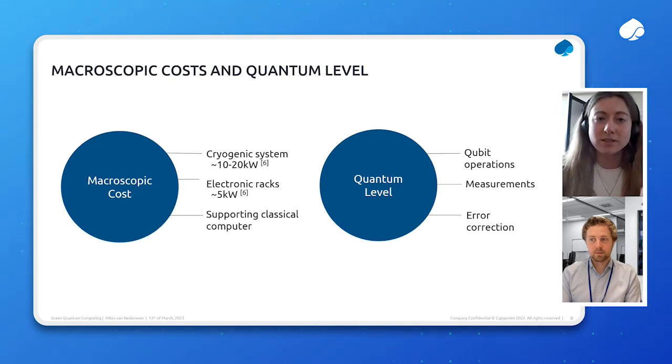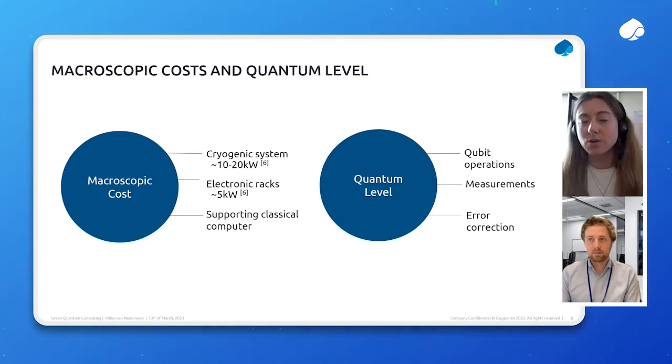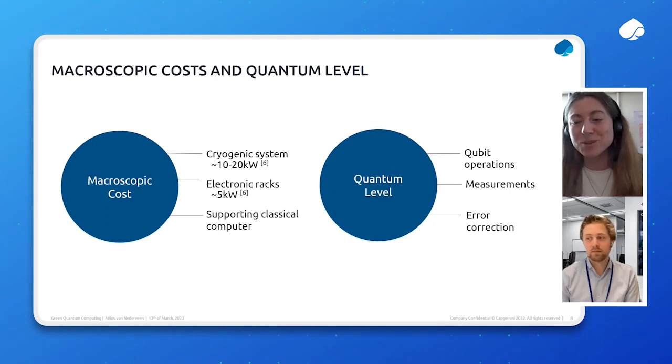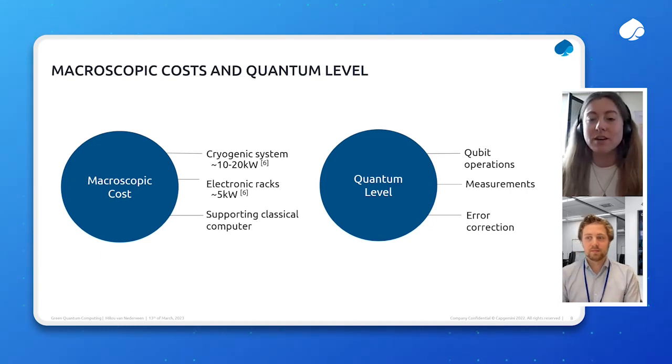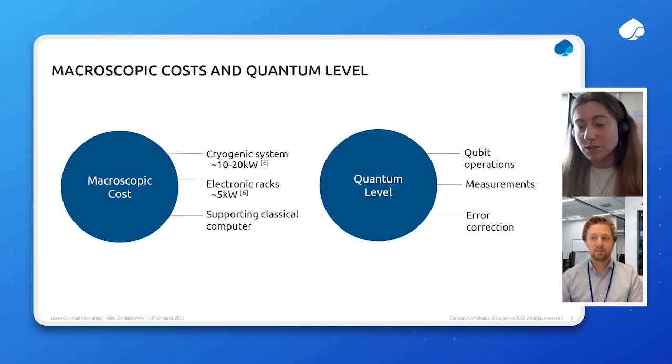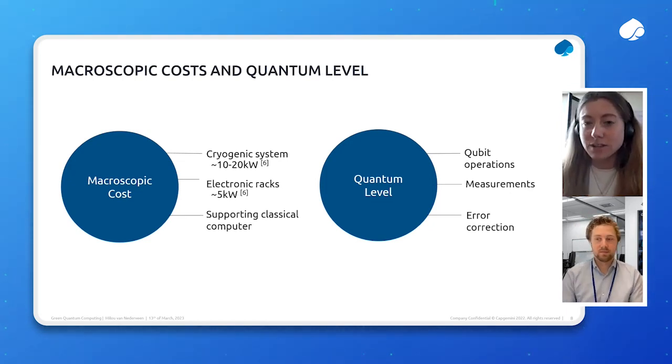And this would cost about 25 kilowatts in total, which is similar to 25 households on average. So this is quite a lot, actually, to just drive one computer. But on the other hand, there's not much scaling with the quantum level. With the quantum level, I mean qubit operations, measurements, and also things like error correction codes.